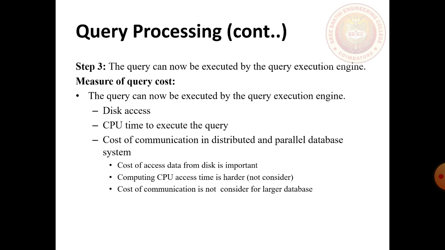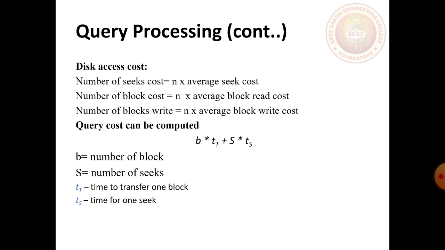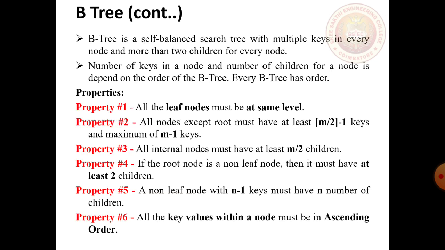The cost can be estimated based on three different methods. Disk access is an important thing in estimating the cost. CPU time to execute the query is a little bit harder. And cost of communication is not suitable for a larger database. Next, disk access cost. The simple formula to calculate the disk access cost after the query evaluation plan is prepared: B into T plus S into T, where B and S will be the blocks and the seeks, and T will be the time to transfer and time for seek.